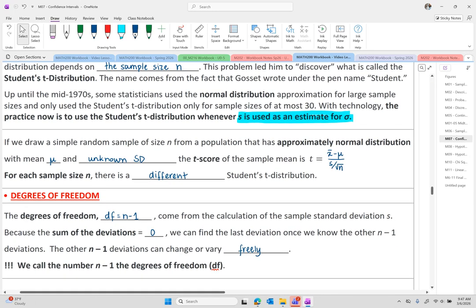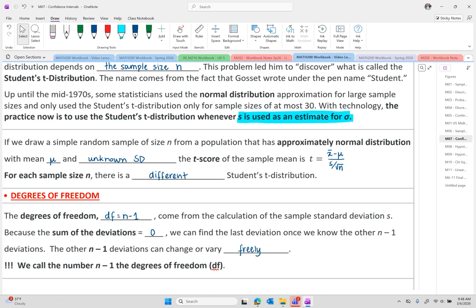If we draw a simple random sample of size n from a population that has an approximately normal distribution with a mean mu and an unknown standard deviation, the t-score for that sample is x bar minus mu divided by the standard error s over the square root of n. Remember, s is the estimation of sigma. So if the standard error before was sigma over square root of n, now we have an estimation for that standard error, s divided by the square root of n.